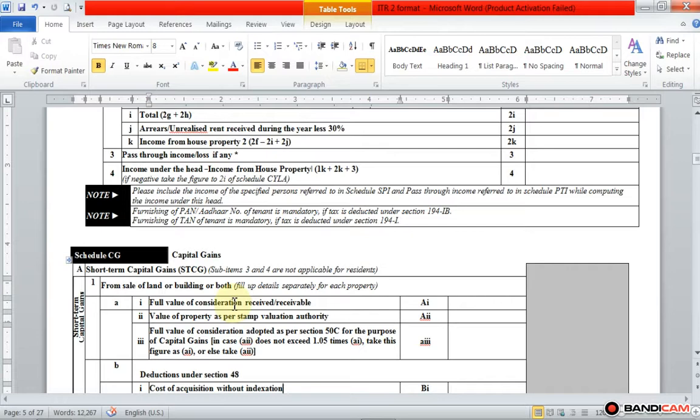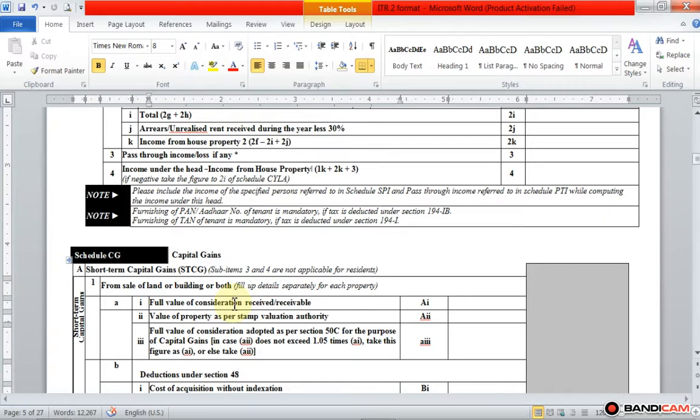Received or receivable means actual cash received, which we take into consideration, or account receivable or cash receivable. It means cash due from a third party. Then we also take into consideration the capital gain. Then second, value of property as per stamp valuation authority.